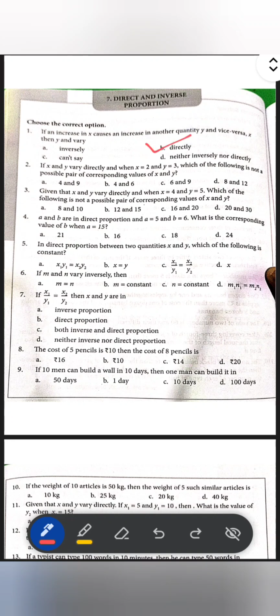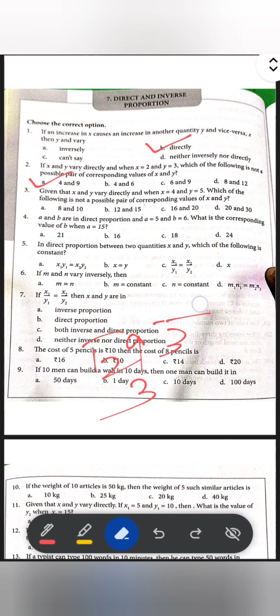Now we have discussed that x and y vary directly, and when x is equal to 2, y is equal to 3. It means x by y is equal to a constant, that is 2 by 3. Which of the following is not a possible pair? 4 by 9. Another one is 4 by 6. Let's cancel them out: 2 2s are 4, 2 3s are 6, the same constant we are getting. 6 by 9: 3 2s are 6, 3 3s are 9. And then 8 by 12: 4 2s are 8, 4 3s are 12. So here only 4 by 9 does not give the same constant. So option A, because it is said not a possible pair.